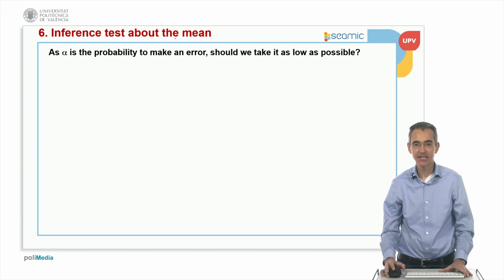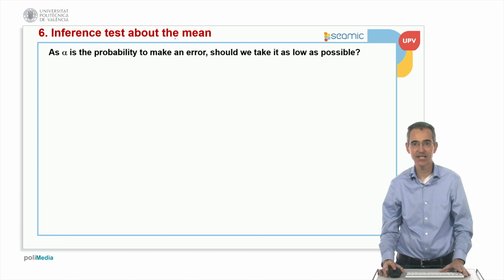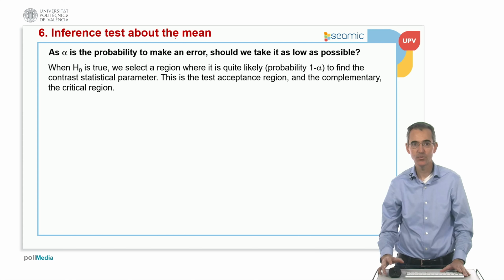And then, thinking, maybe we should say, if this is the probability to make a mistake, maybe the value alpha should be as low as possible. So should we always take alpha 1% or even less? Well, the answer is no. And here I will explain why.